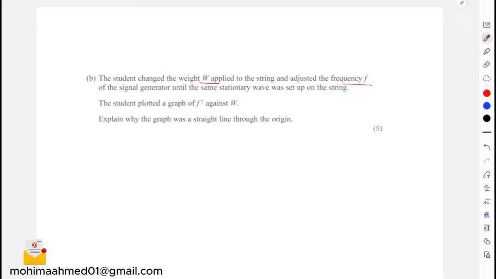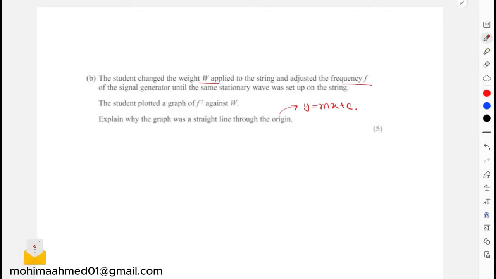This is an extremely important question again, and this is related to your Unit 2 materials. Whenever they ask you why the graph will be a straight line, that means you have to connect whatever equation you create with y = mx + c. Now, in this situation, we have to connect weight with frequency. Weight will obviously create a tension in the string, right?